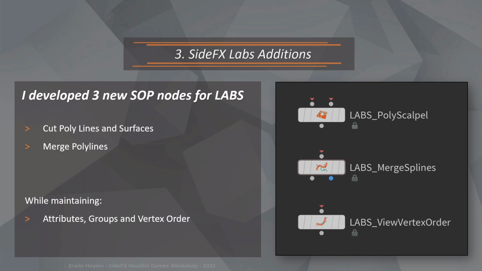Now these 3 nodes together are useful because they allow us to cut polylines and surfaces and then merge polylines back together, which is great for roads because it means we can cut them where we want them, merge them back together the way we want them, and we maintain all of our attributes, our groups, and our vertex order as well, which is not something that the default nodes in Houdini can really do.